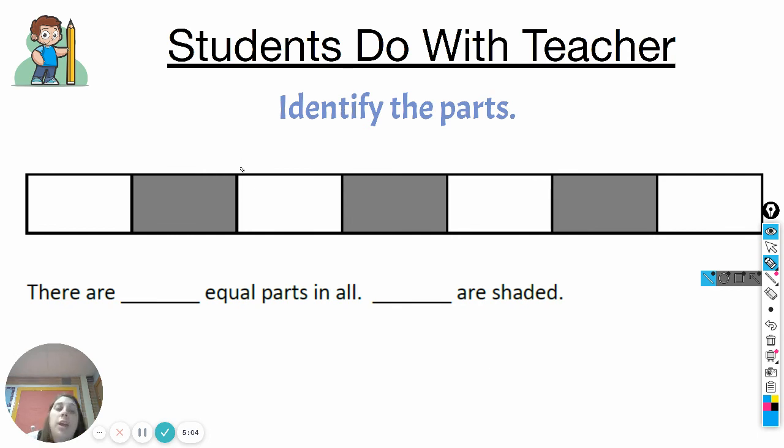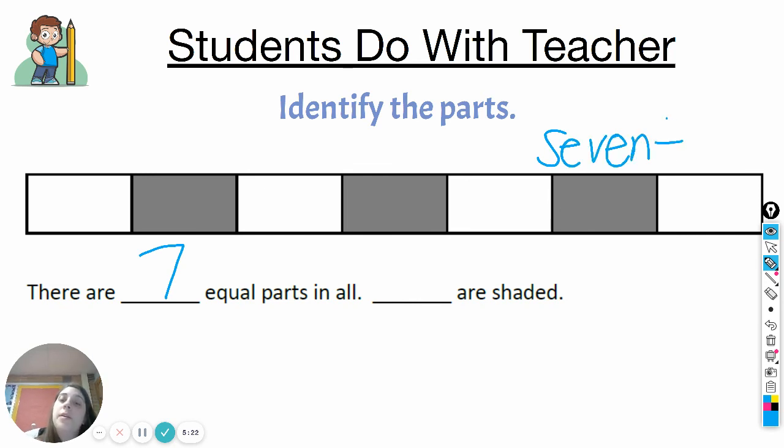Okay, let's go ahead and check your work. We're going to count how many equal parts altogether. 1, 2, 3, 4, 5, 6, 7. There are 7 equal parts. We would call that sevenths. And remember, if you forget which word goes with which parts, you have it written on the back of your fraction strips. You can always get your fraction strips out to help you.